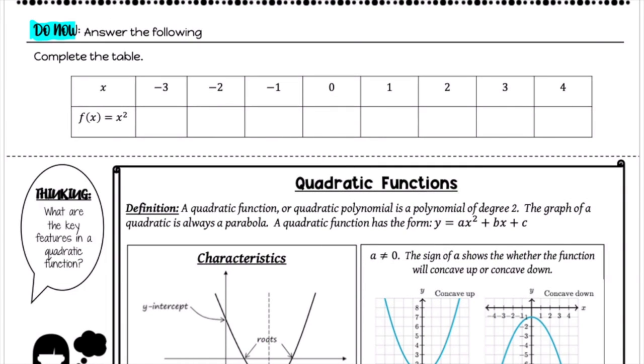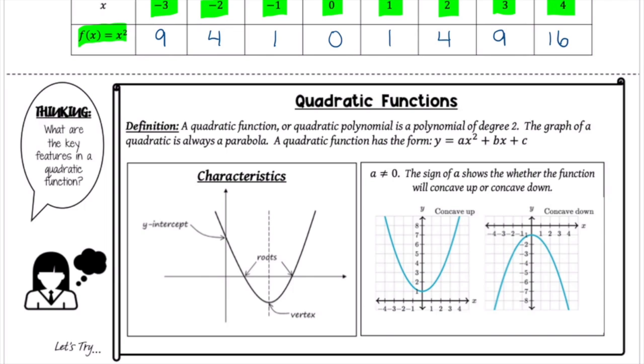Complete the table. Pause the video, complete the given table. Alright, so here is my table complete. What I did was I input the given function into my calculator and found the y values for every given x value. Our thinking for today: what are the key features in a quadratic function?